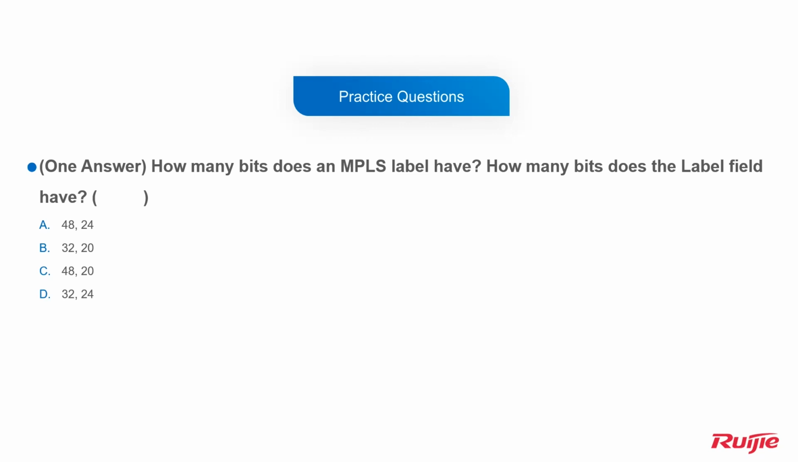And then the next question: how many bits does an MPLS label have? How many bits does the label field have? The option B. The whole MPLS label has 32 bits. But the label field only has 20 bits, because we also have other fields like the TTL, right? And like the EXP to provide the QoS function.